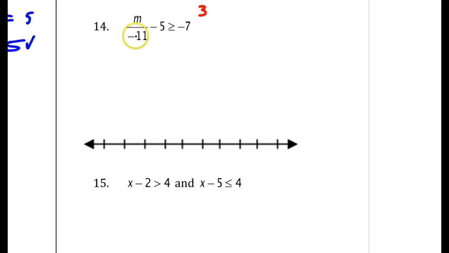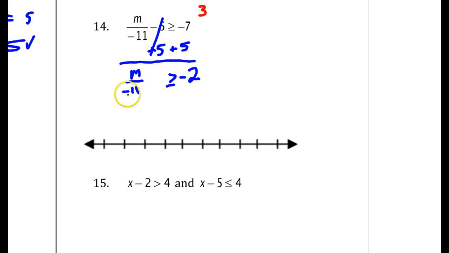Okay, so m divided by negative 11, minus 5 is greater than or equal to negative 7. Let's do the opposite. Add 5 to both sides. Okay, 0. Bring down m divided by negative 11. Bring down greater than or equal to. Negative 7 plus 5 is negative 2. So m divided by negative 11 is greater than or equal to negative 2.